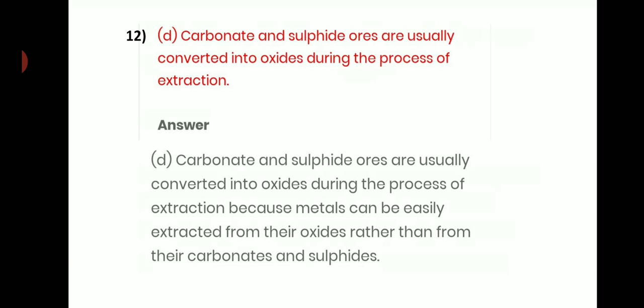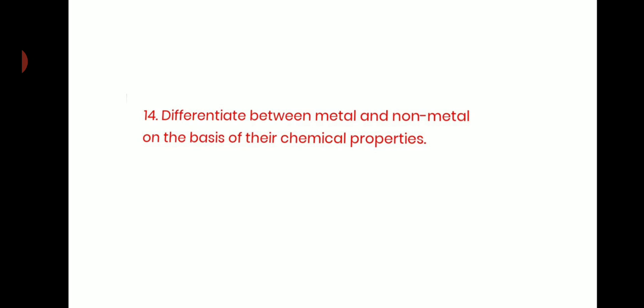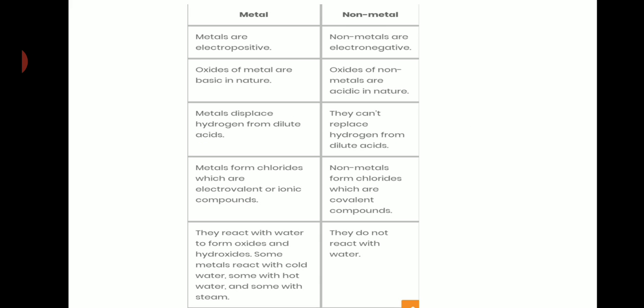Okay. Next, the difference between metals and non-metals on the basis of their chemical properties. Metals are electropositive and non-metals are electronegative. Based on the chemical properties you have to distinguish them. If you consider sodium chloride, sodium donates one electron and becomes electropositive, whereas chlorine accepts one electron and becomes electronegative. That is the first point.